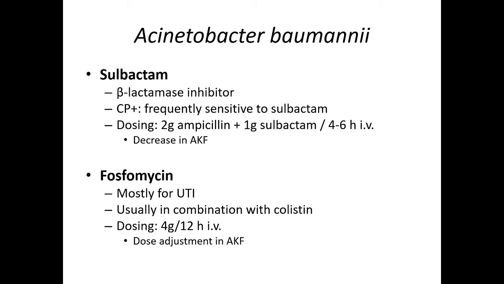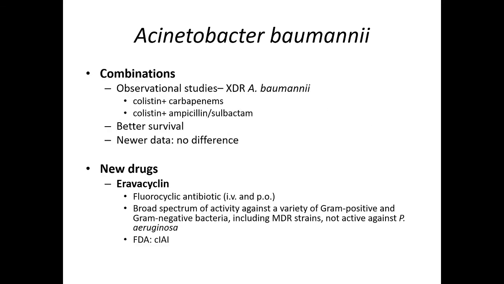Fosfomycin is mostly used for UTIs. It can be dosed at really high concentrations, but it should be lowered in acute kidney failure. Combinations have shown better survival, but the data were from retrospective studies. Newer data, as I have shown, didn't show a difference in survival.